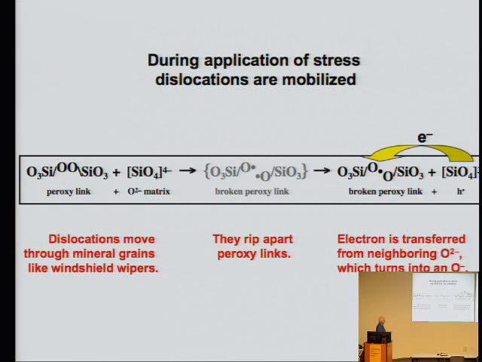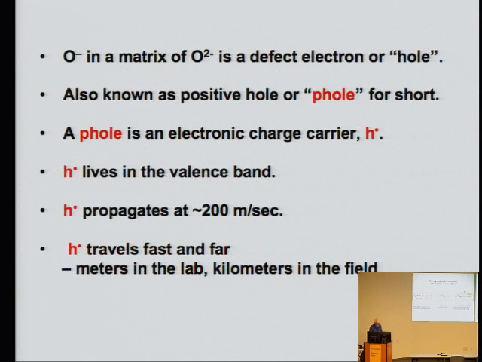And this then turns this oxygen here, which is symbolized by the SiO4 unit, because anyhow the wave function is delocalized, into an O-, or in semiconductor language into H. That means a hole, a defect electron that is mobile. So to summarize this section here, an O- is a defect electron or hole.